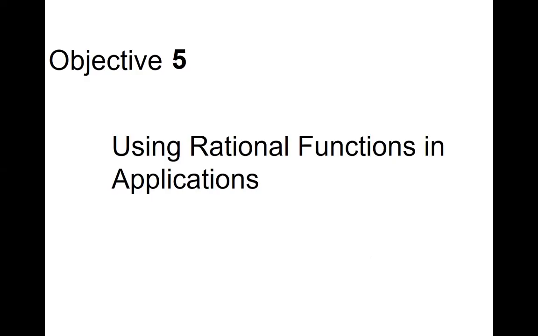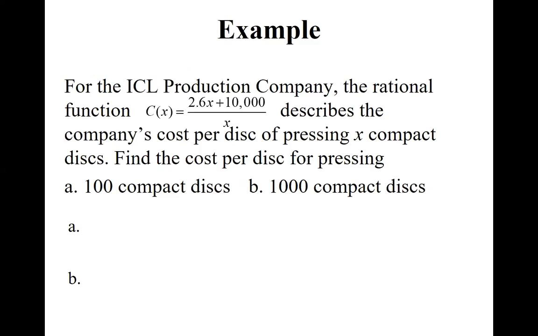The fifth objective in this topic is using rational functions in applications. For the ICL production company, the rational function C of x equals 2.6x plus 10,000 over x describes the company's cost per disk of pressing x compact disks. Find the cost per disk for pressing A, 100 compact disks, B, 1,000 compact disks.